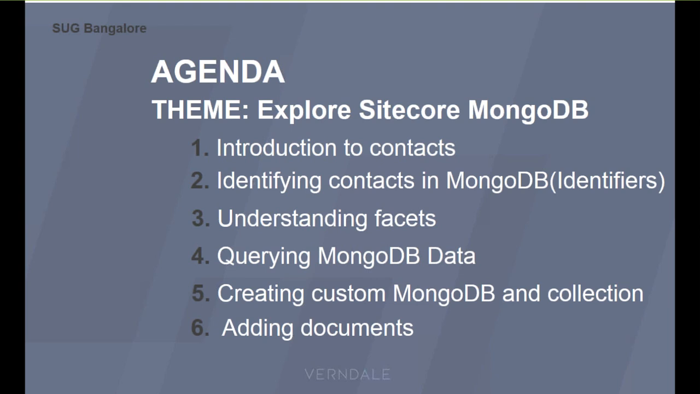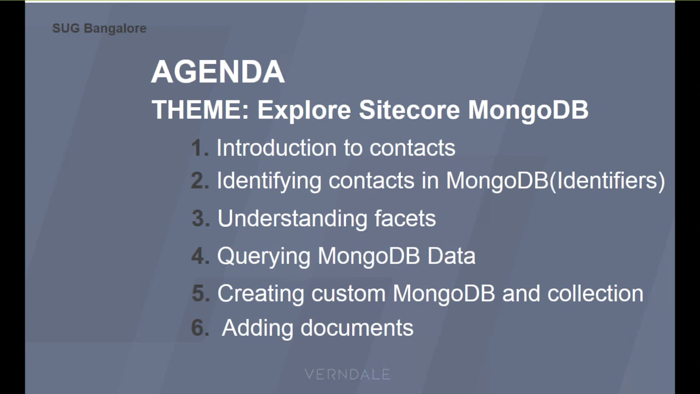Then we'll also check how we can query MongoDB data, which is out of the box context data, and how we can fetch it using the Mongo shell. And we'll also see that right now with Sitecore there are by default four different collections that come as part of the Sitecore installation. But we can also extend MongoDB to create our own collection based on specific requirements.